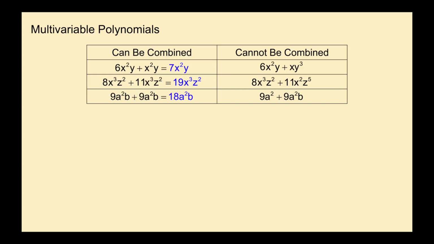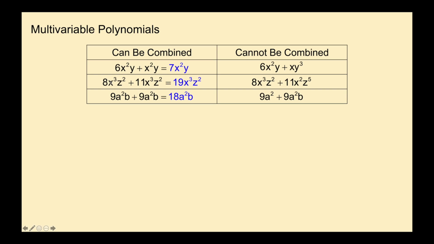Now, when we look at some multivariable polynomials, we want to think about what can and cannot be combined. The variables and exponents need to be exactly the same. So when we're looking at this first example here, 6x squared y plus x squared y, we're examining the x squared y part, and since that part matches perfectly, what we would do is just add the 6, and then the lead coefficient here would be 1. So 6 plus 1 gives me 7, and again, I'm not changing the x squared y.